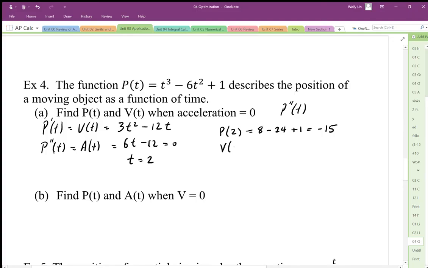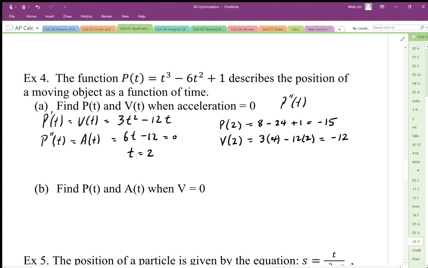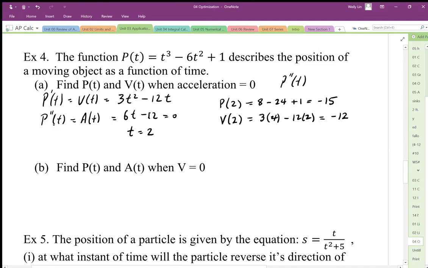The velocity at that same time, I plug into my velocity function up here. So it's going to be 3 times t squared, so 3 times 4, minus 12 times 2. That's 12 minus 24. So the velocity is going to be negative 12 meters per second, or whatever the units are. Okay, so that finds the position and velocity when the acceleration is 0.